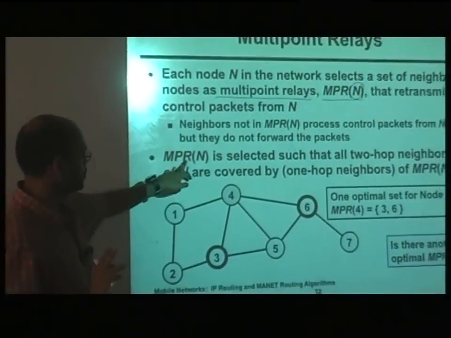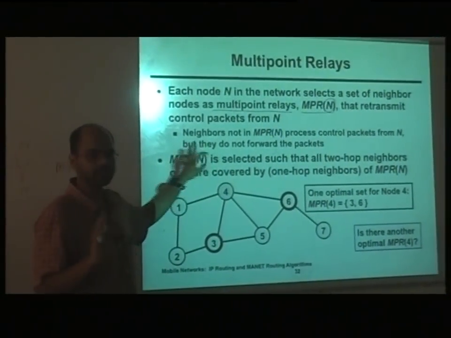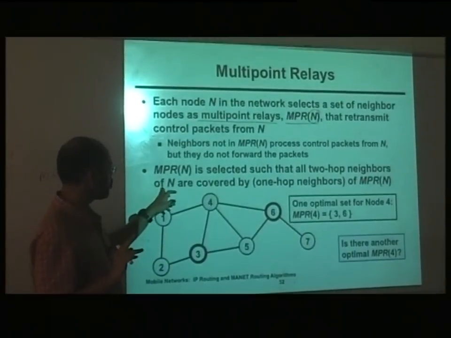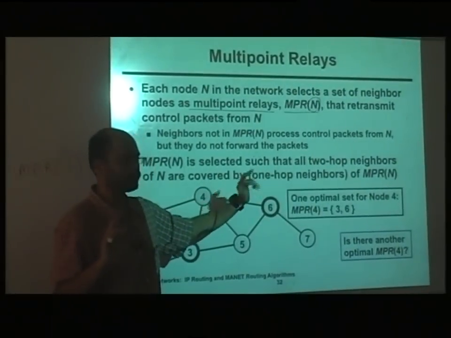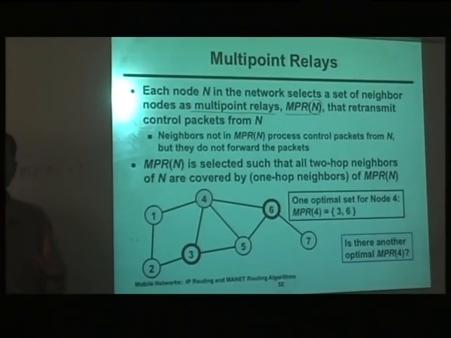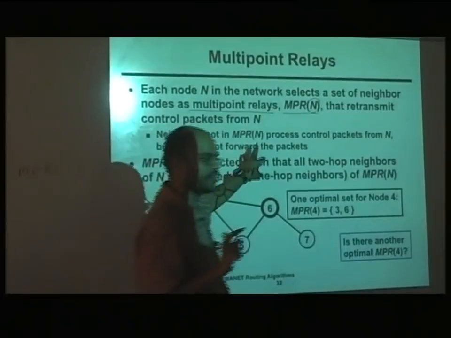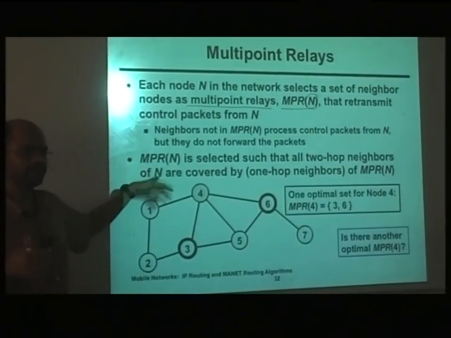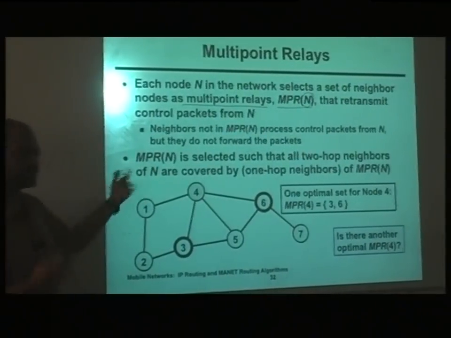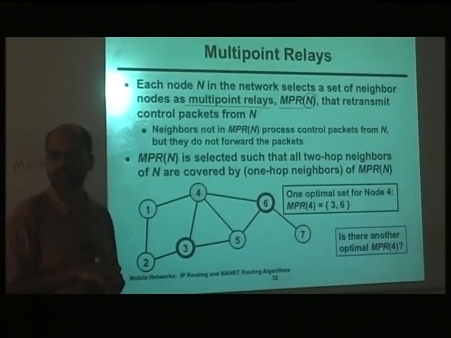Okay, so MPR of n is selected such that, and this is the definition, all two-hop neighbors of n are covered by one hop of MPR of n. Now, this is a little convoluted definition. So read it and let's take some time, and then I will try to explain. If you understand this, just explain it to me, what this means.